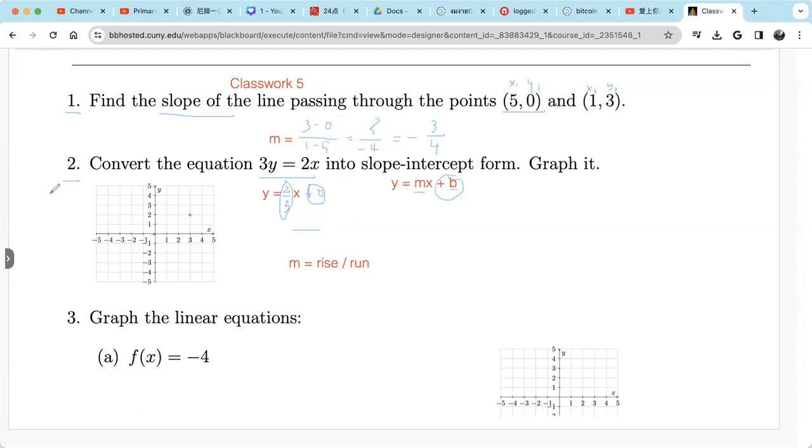Okay. Then we graph this line, passing those 2 points, and that's it. So that's the graph.